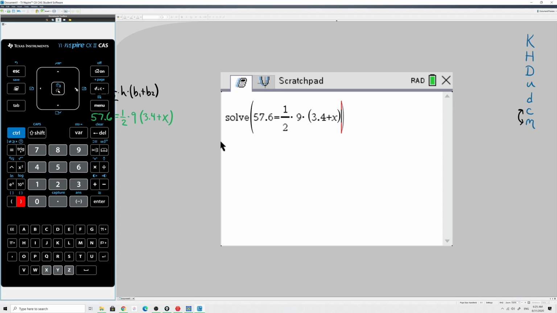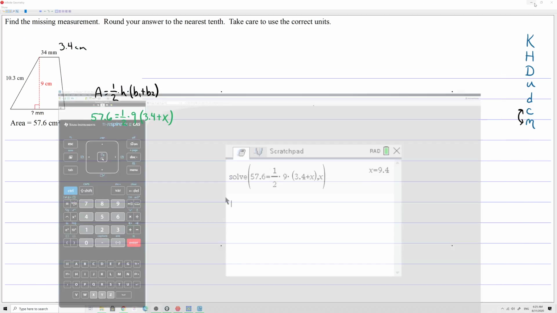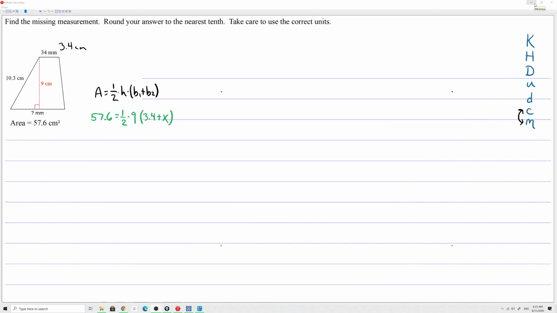The only trick with the calculator is after you write the equation, you also have to type comma, name your variable. Since we called our variable x, I write comma x. Press enter, and we get x is 9.4. So back to our problem, that means that the other base should be 9.4 centimeters. Please always write your units. I forget sometimes, but it's a good idea.